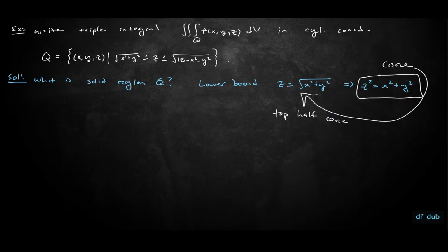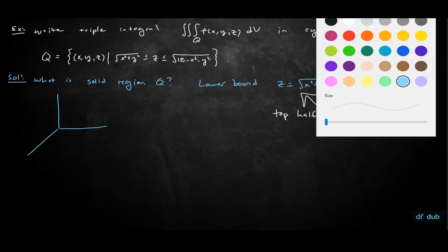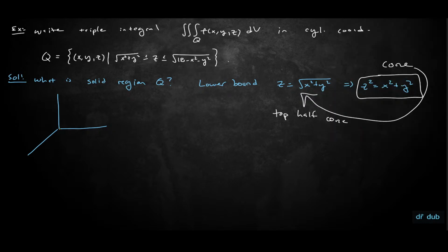So if we just draw our axes here, we've got a cone at the bottom. We're above that cone right there. This is the top half of this cone, so don't draw the bottom half. And we know that our z values are going to be larger than this cone. So what is the upper bound?